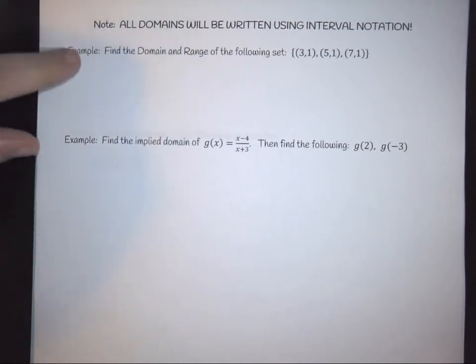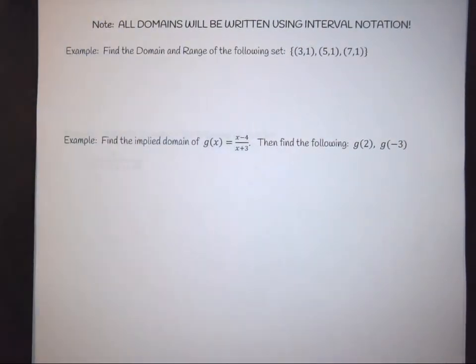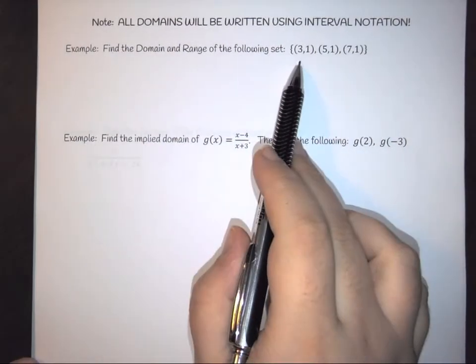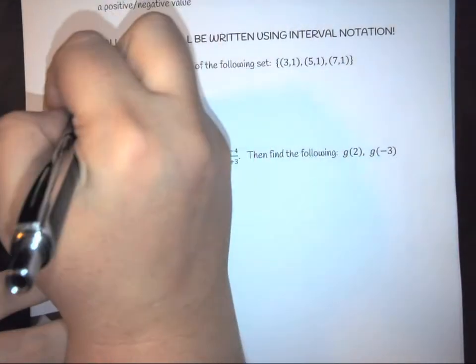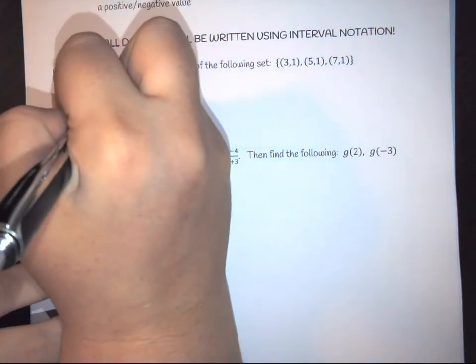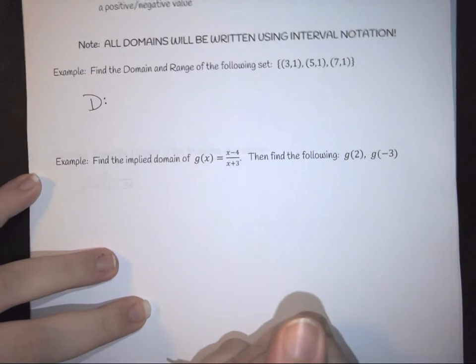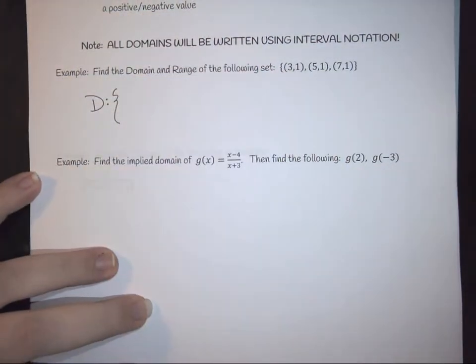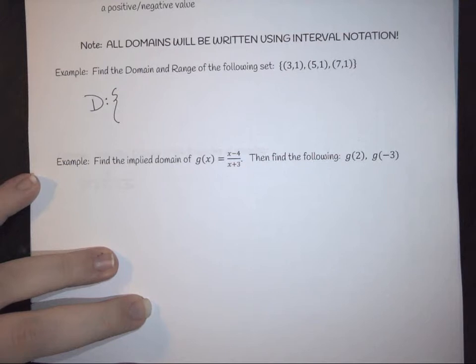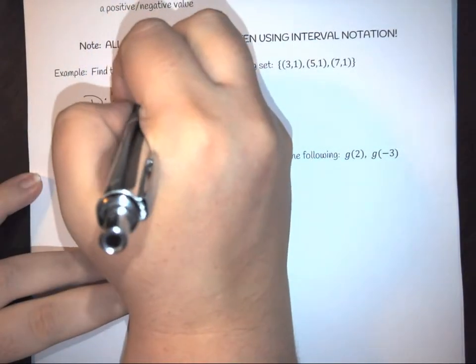First, however, I want to go ahead and find the domain and the range given the following set. Now notice, this is a set of coordinate points. So the first thing I need to do is identify that I'm going to start with my domain, so D for domain, and I need to open a brace. This is going to start my set. And the only thing that I care about are the x values.